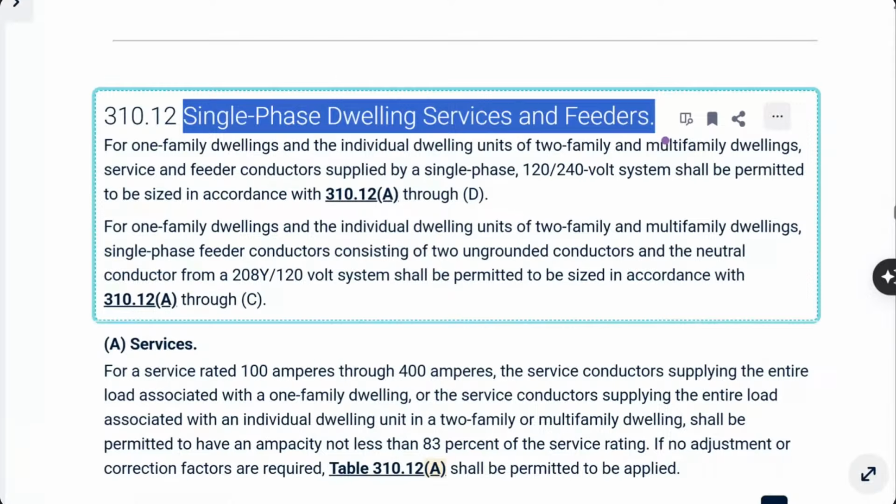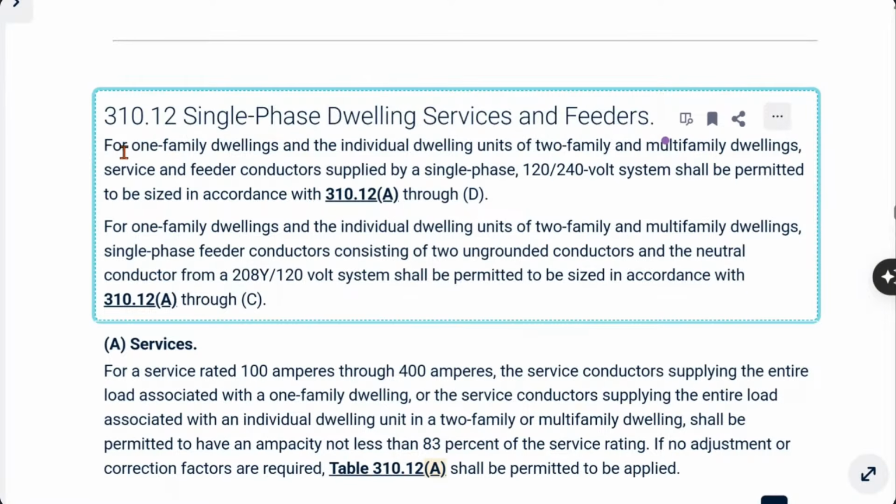If that confuses you, definitely go watch my three-phase demystified video. You definitely want to watch that. So for a one family dwelling, that's what we're doing, and individual dwelling units of a two family or a multifamily. So it does apply to those individual dwelling units as well.